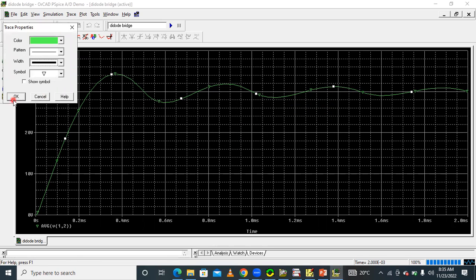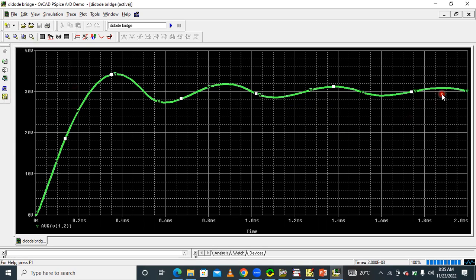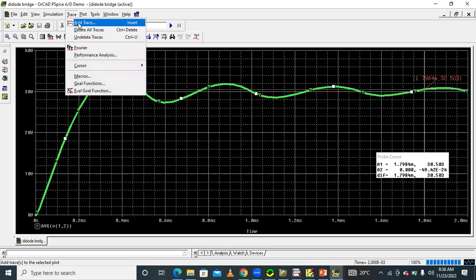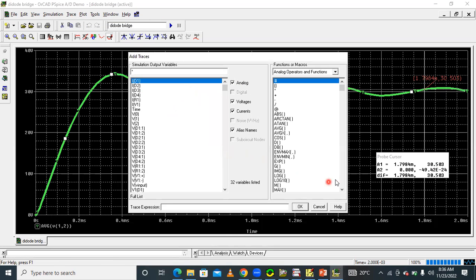Change the width of this waveform. So this is our average output voltage, approximately 30 volts. Enable the toggle cursor and place it here and mark the label. So 30 volts, 30.508. This is our average output voltage. And then similarly, go to trace, add trace, for the RMS value.